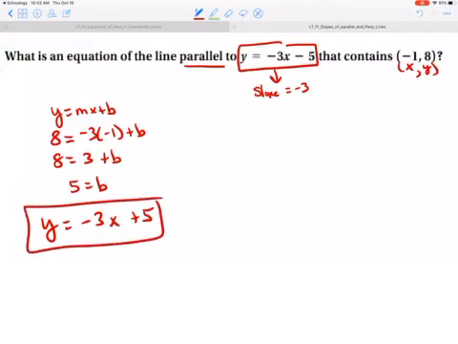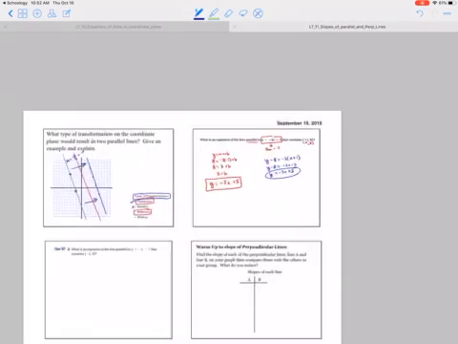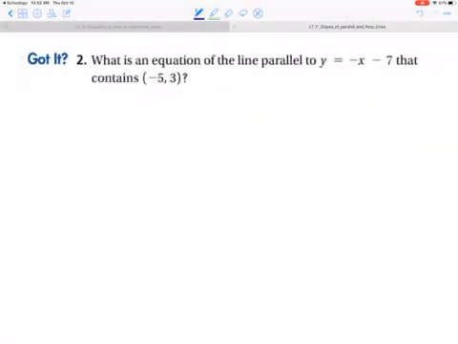Could you use point slope form? Sure. y minus y1, which is 8, equals my slope times x minus x1, which would be x plus 1. That would be an equation. I could distribute the -3 in, and then add 8 to both sides, and I would get the exact same answer. So point slope form works as well. Pause the movie, try this one on your own, and press play when you are finished.